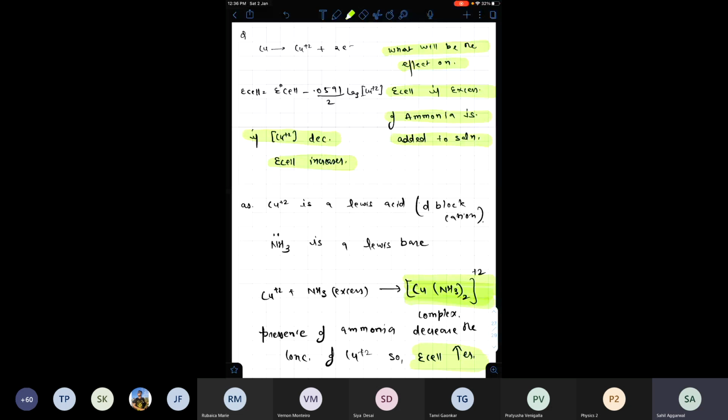So in the earlier question, concentration of Cu2 plus was decreased and the E cell value decreased too. Then how is it like that in this question? Because I have changed the reaction. Here it is present in the product side. There it was present in the reactant side. Oh, okay.